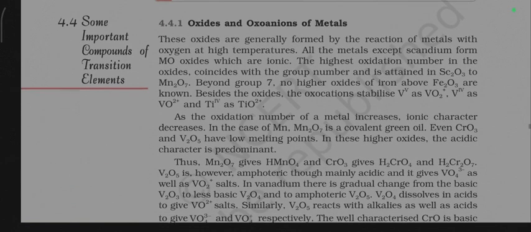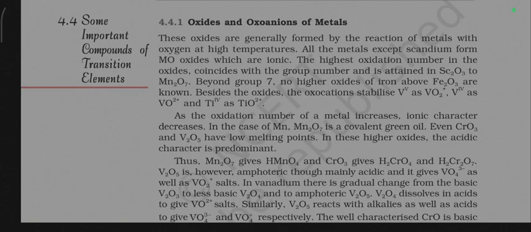Some important compounds of transition elements: oxides and oxoanions of metals. These oxides are generally formed by the reaction of metals with oxygen at high temperature.